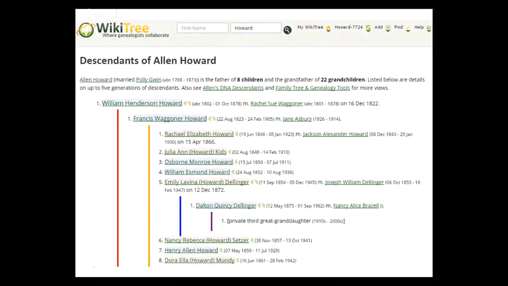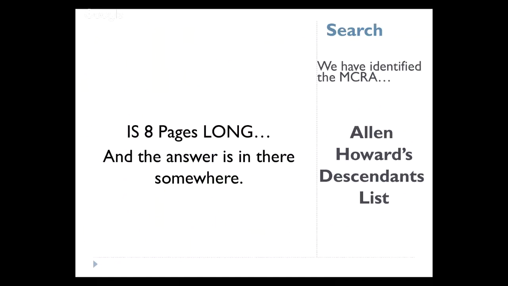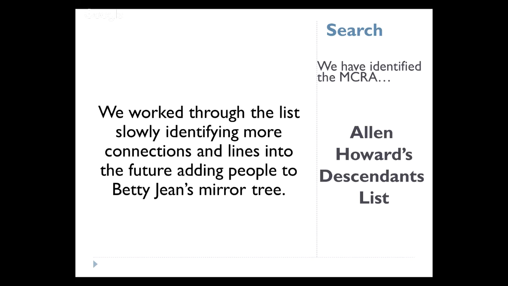And if you go down on WikiTree, you can get a really cool list of all the descendants of this fella Howard, and it goes on and on and on for 8 pages. But the answer, the mother or the father of Betty Jean, is in that list. So we worked through the list, Jane and I, who is actually a DNA adoption angel researcher in Florida. And we worked through the list and added people to Betty Jean's mirror tree.